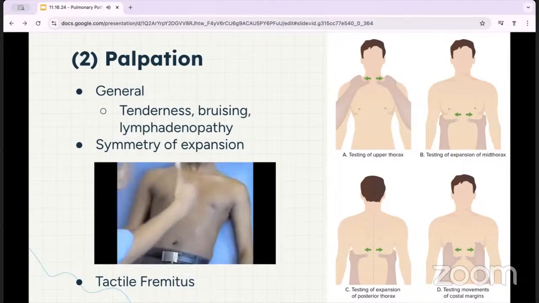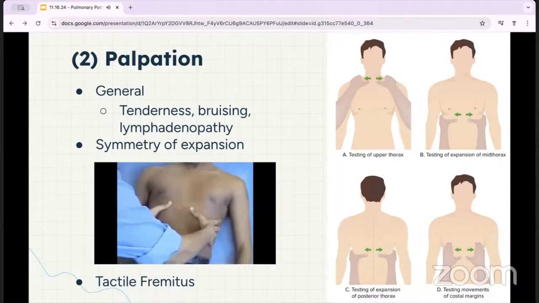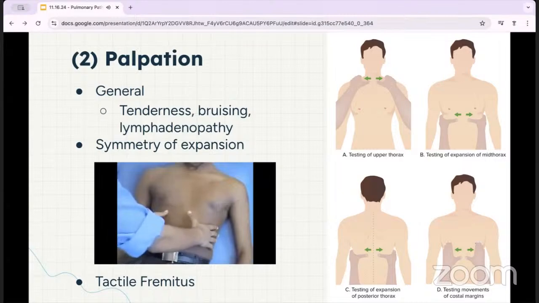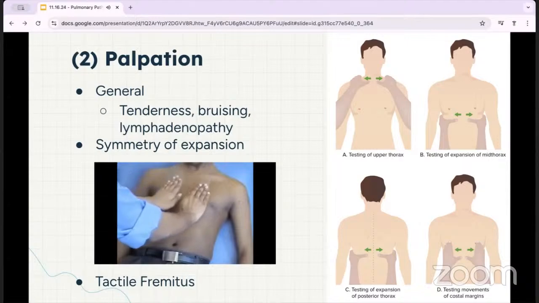So for outward expansion, this is how you do it. You put your fingers on the skin on either side, drag into the middle, and keep your thumbs off the chest surface. You ask them to take a deep breath in and out, and you're looking for the movement of both fingers, and they should move equally apart. That's outward expansion. If you want to do anteroposterior expansion, you just lay your two hands at the top of the chest, ask them to take a deep breath in and out, and you're looking for the upward movement, which should be equal on both sides.